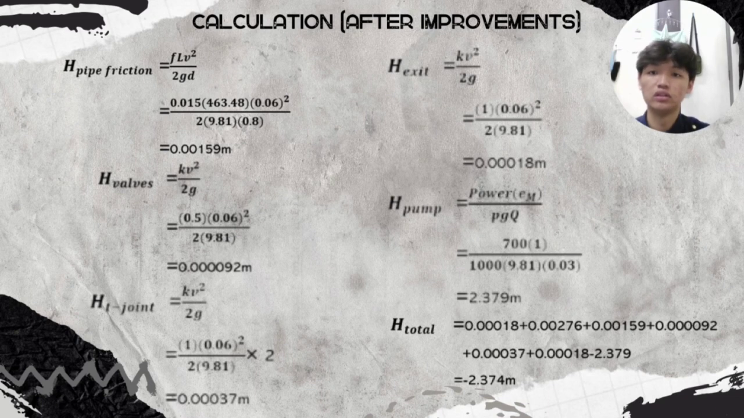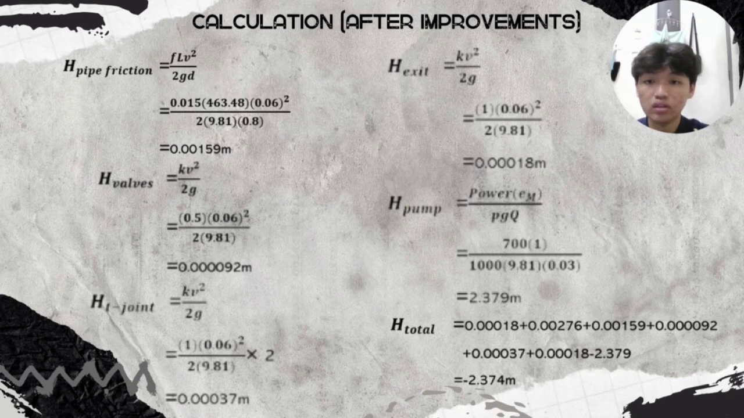H pipe friction, friction factor times length times velocity squared divide 2 times g times diameter. So 0.015 times 463.48 times 0.06 squared divide 2 times 9.81 times 0.8. So the answer is 0.00159 meter. H watt equal to kV squared over 2g. K value for watts is 0.5 times 0.06 squared divide 2 times 9.81. So the answer is 0.00009892 meter.